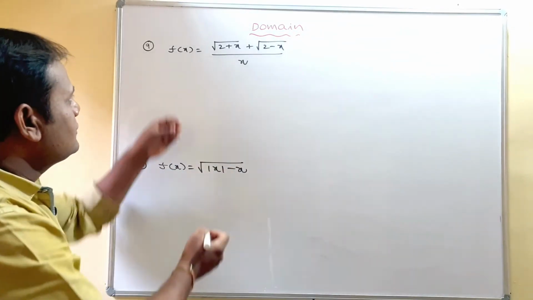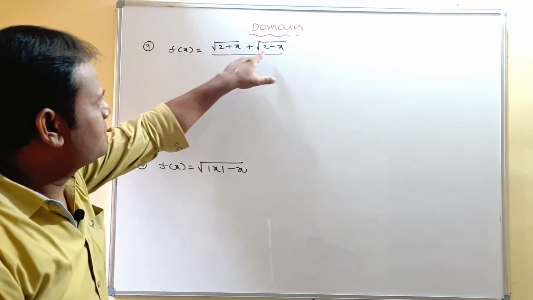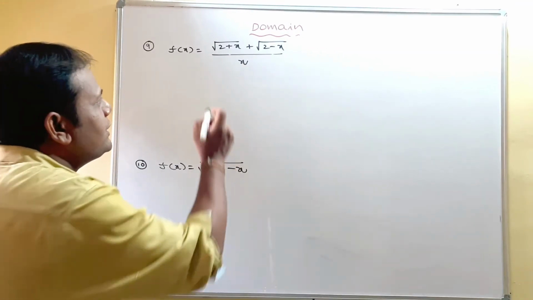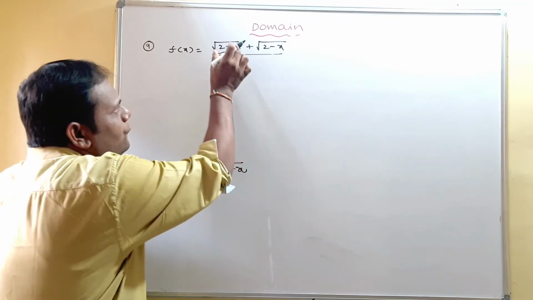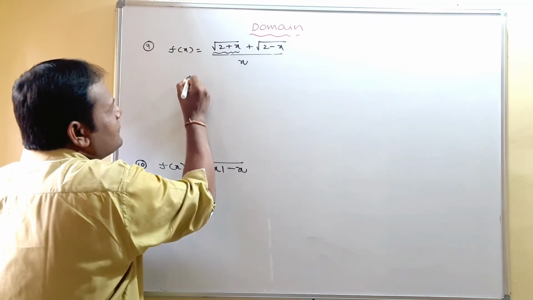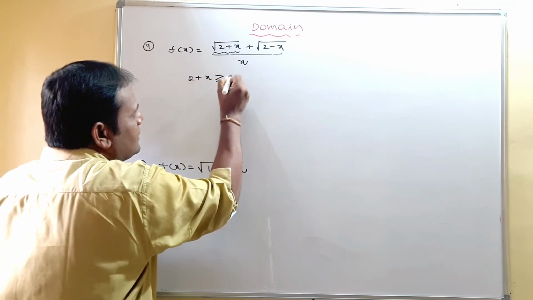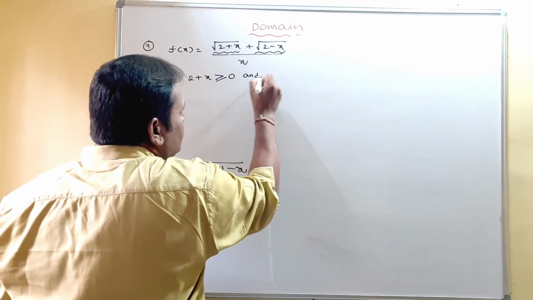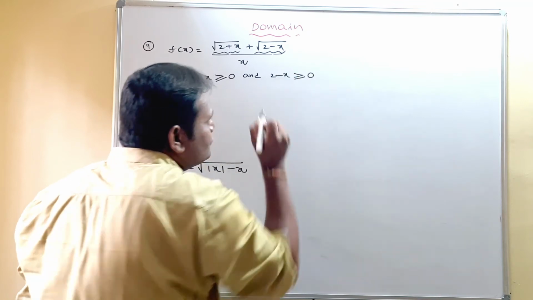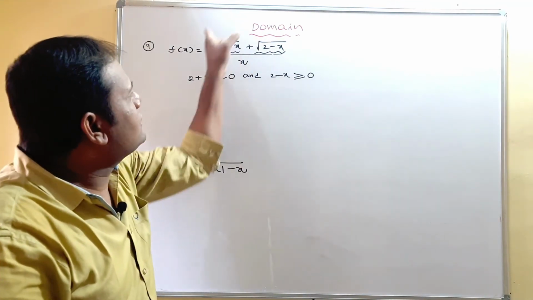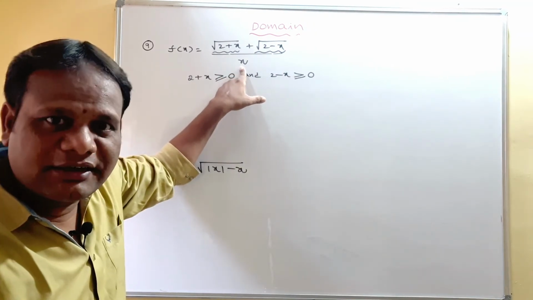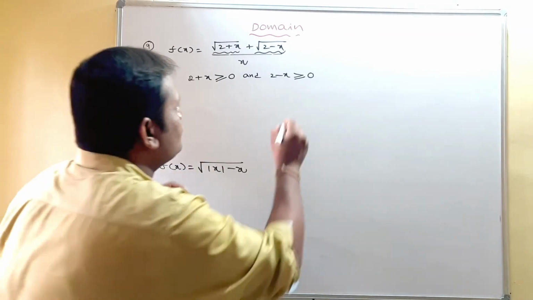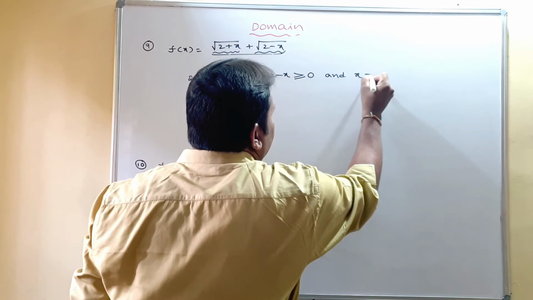Moving to next. F of x equal to root of 2 plus x plus root of 2 minus x, whole divided by x. Listen carefully. Here we have a root function. So this is defined when 2 plus x is greater than or equal to 0. Here also we have a root function, and 2 minus x greater than or equal to 0. And here we have one denominator, so the denominator must be not equal to 0, so x not equal to 0.